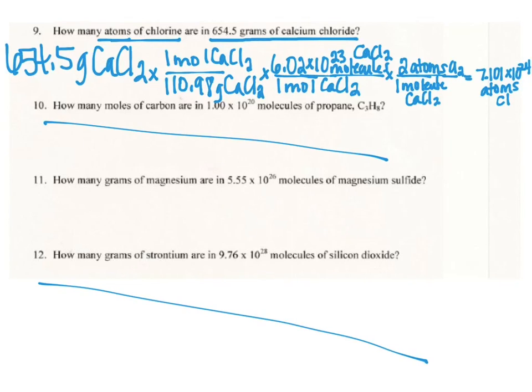How many grams of magnesium are in 5.55 times 10 to the 26 molecules of magnesium sulfide? So, 5.55 times 10 to the 26 molecules.